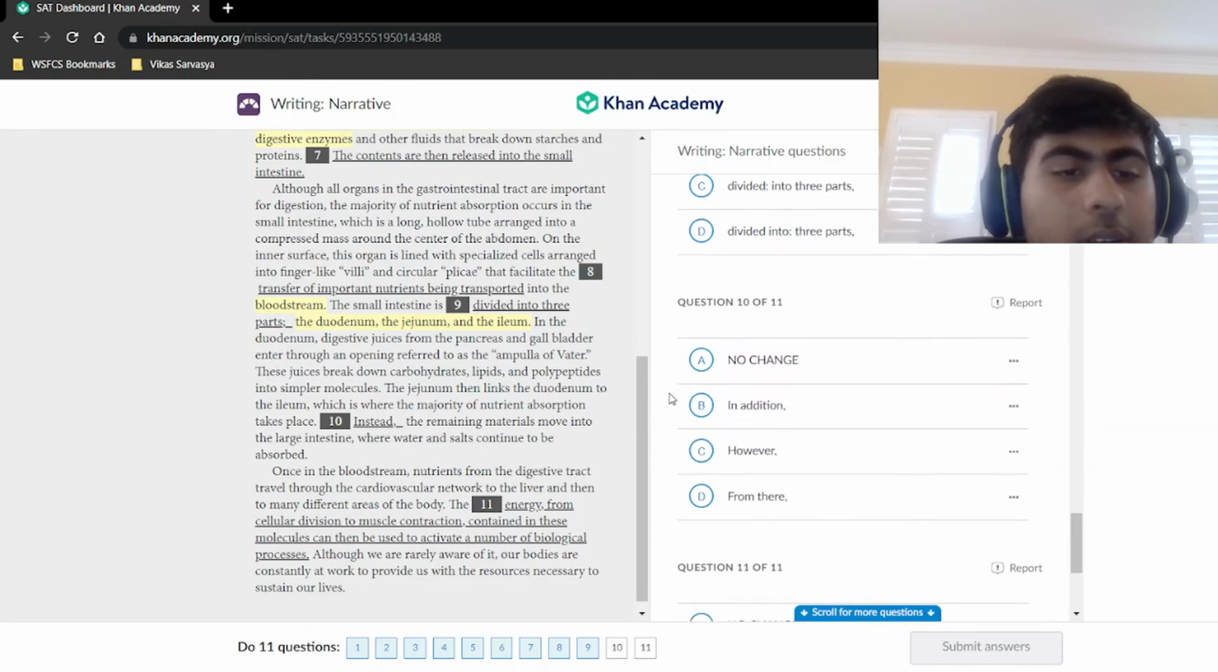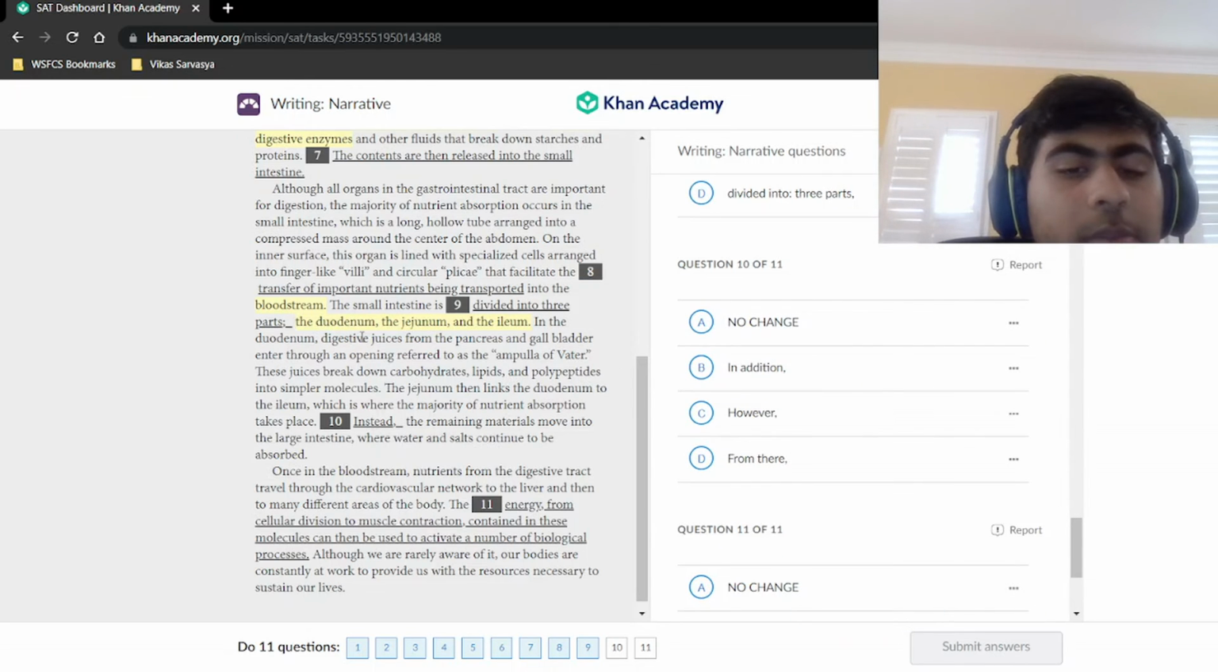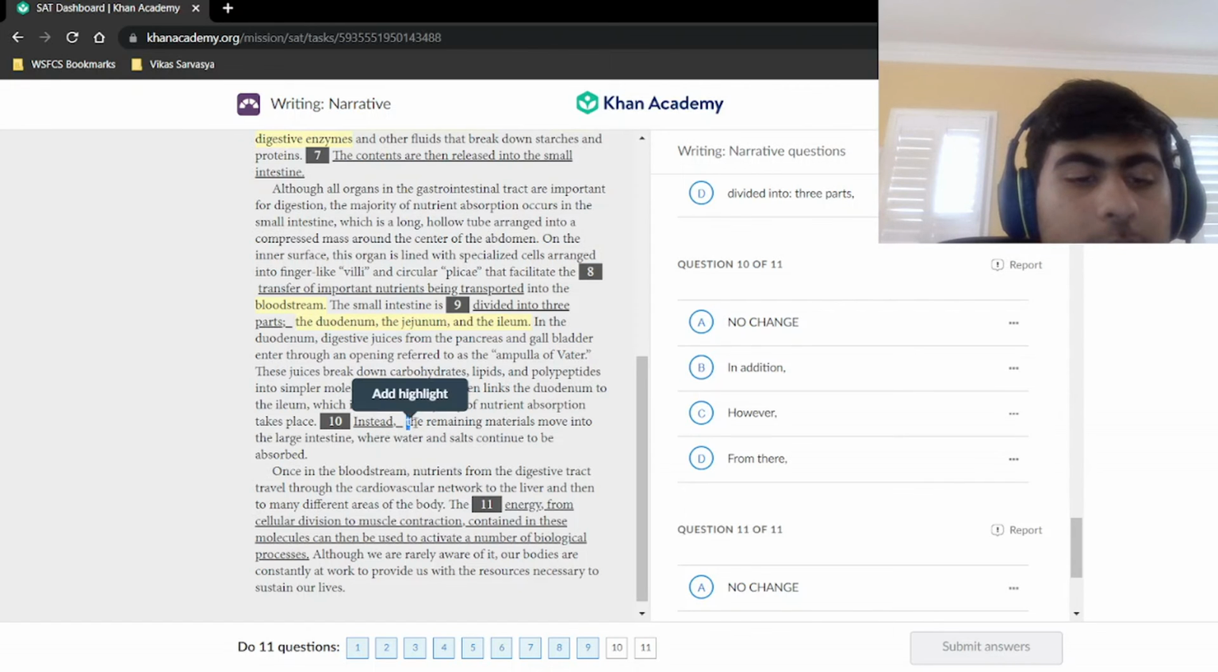Alright, let's move on. In the duodenum, digestive juices from the pancreas and gallbladder enter through an opening referred to as the ampulla of Vater. These juices break down carbohydrates, lipids, and polypeptides into simpler molecules. The jejunum then links the duodenum to the ileum, where the majority of nutrient absorption takes place. Instead, the remaining materials move into the large intestine, where water and salts continue to be absorbed.